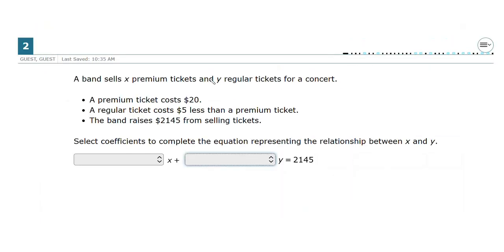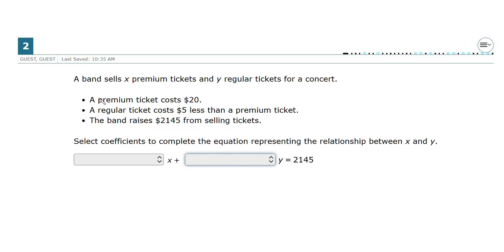Number 2, a band sells X premium tickets and Y regular tickets for a concert. A premium ticket costs $20. A regular ticket costs $5 less than a premium ticket. The band raises $2,145 from selling tickets. Select coefficients to complete the equation representing the relationship between X and Y.